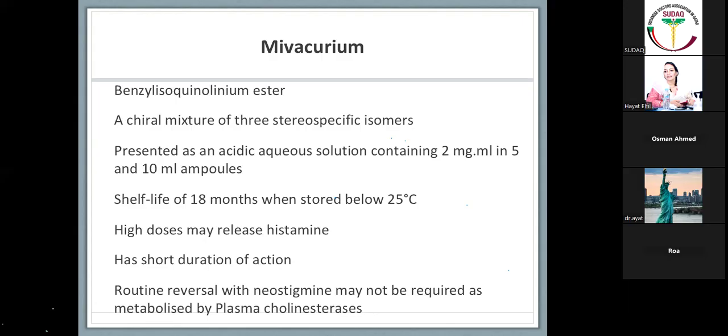Routine reversal with neostigmine may not be required as mivacurium is metabolized by plasma cholinesterase. So that's also unique to mivacurium. So you can use it for short duration surgeries, and it doesn't need neostigmine. Actually, neostigmine might prevent the metabolism because it inhibits the plasma cholinesterase.